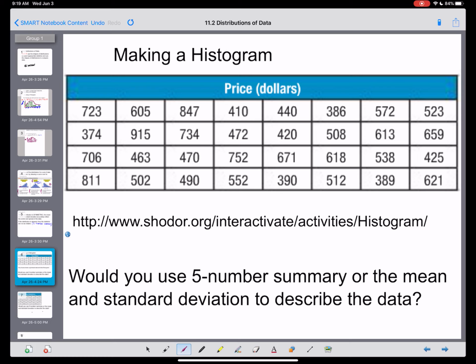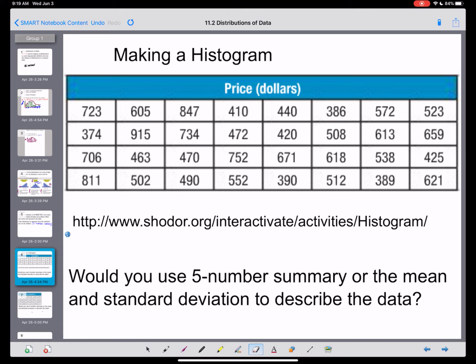Got it. All right. So yeah, let's check it out. I entered a site. It will be linked in the Google Classroom. I want to determine if I use the 5-number summary or the mean and standard deviation. So I have to figure out if this data is skewed or symmetric. So I've got to graph a histogram. I'm not going to do it by hand.